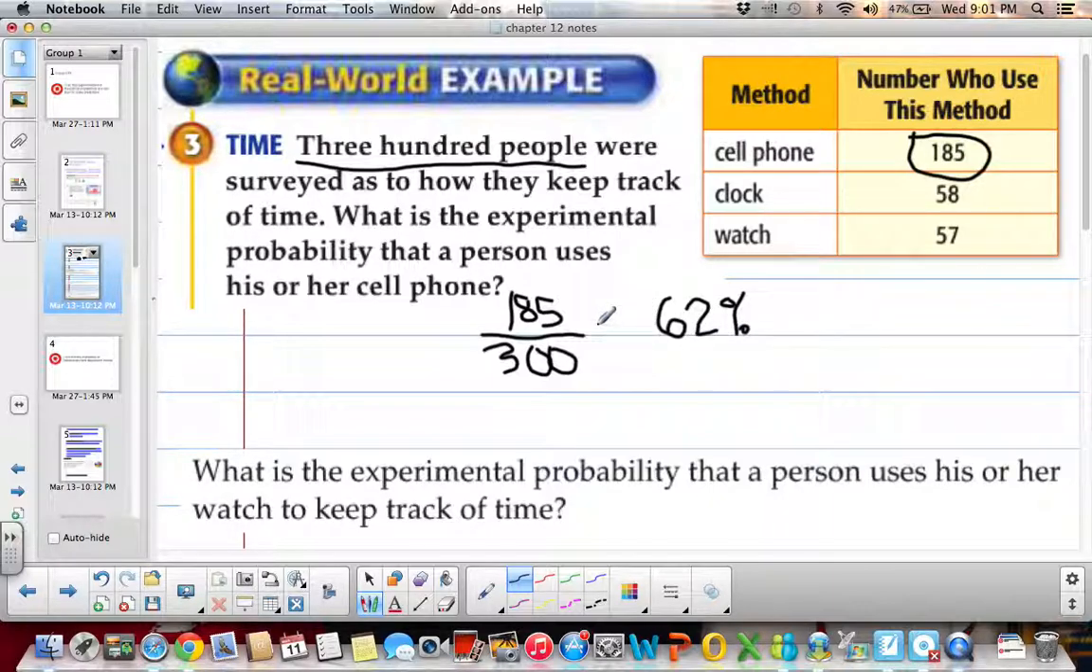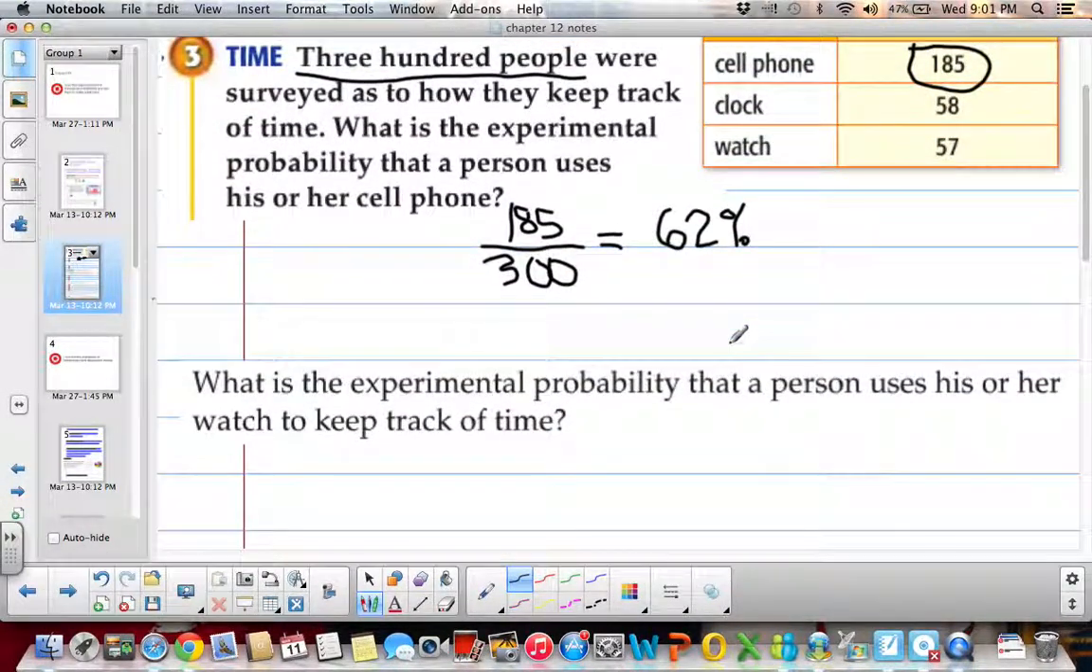This just tells us, when we write it as a percent, it's easier for us to think about it. Now we can see, oh yeah, a little more than half of people use their phone to tell time. What is the experimental probability that a person uses his or her watch to keep track of time?